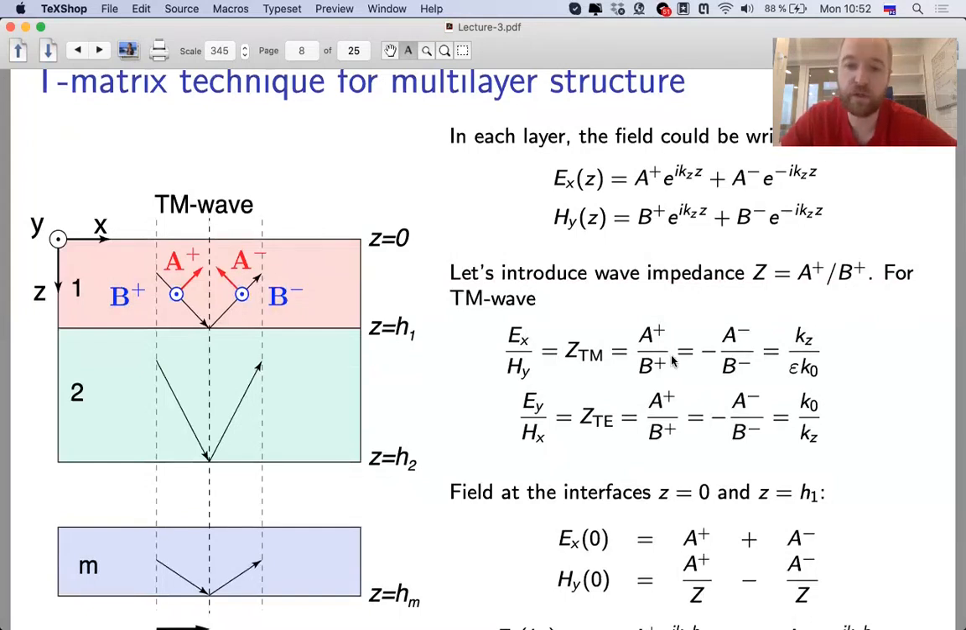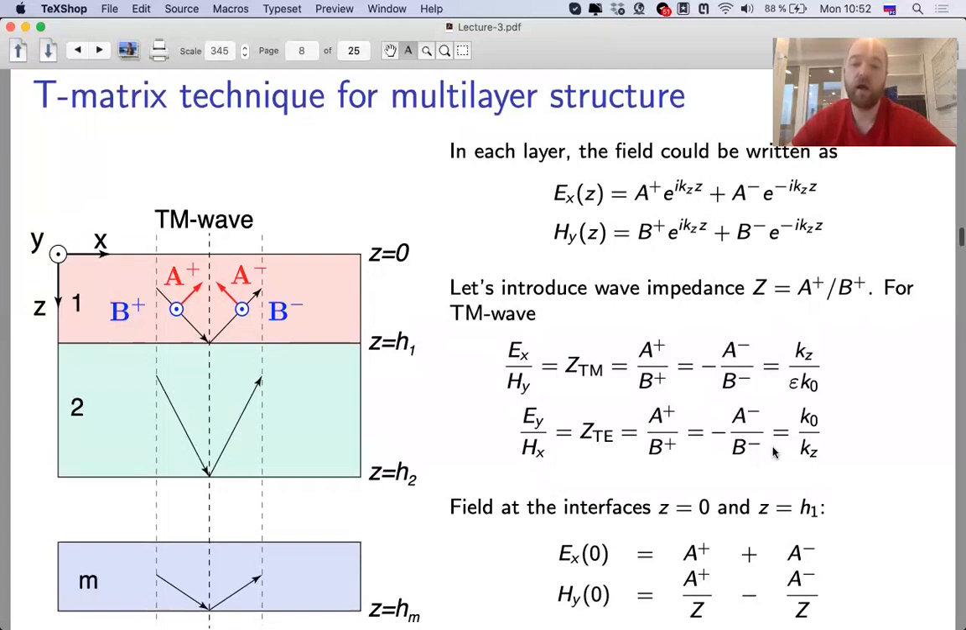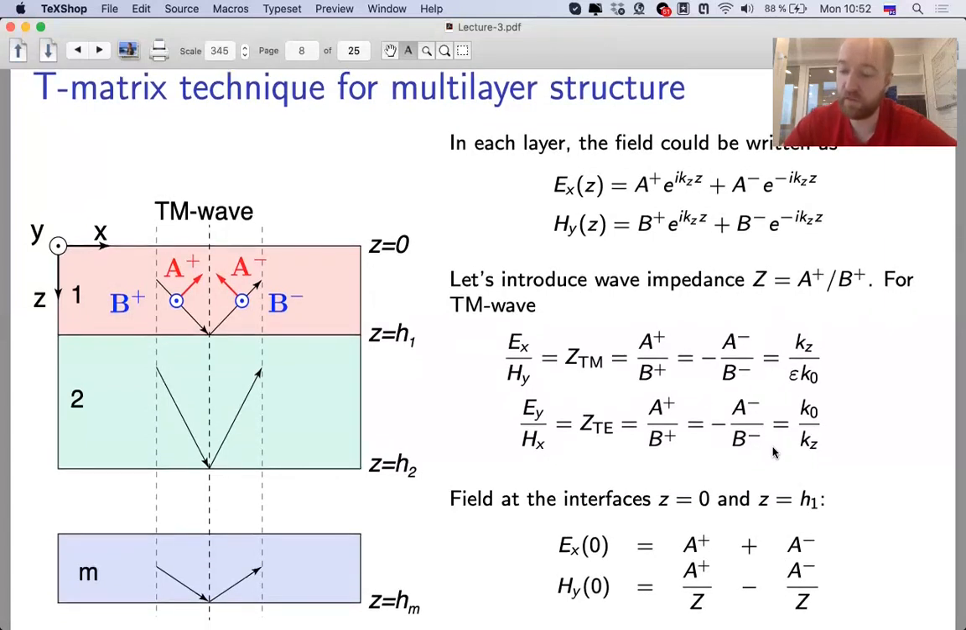Here, because we have a connection between electric and magnetic field, I can write that the total magnetic field at the upper interface is A plus over Z minus A minus over Z. For TM polarization, you should take this impedance. For TE wave, you should take this impedance. And this is for Z equal to zero.